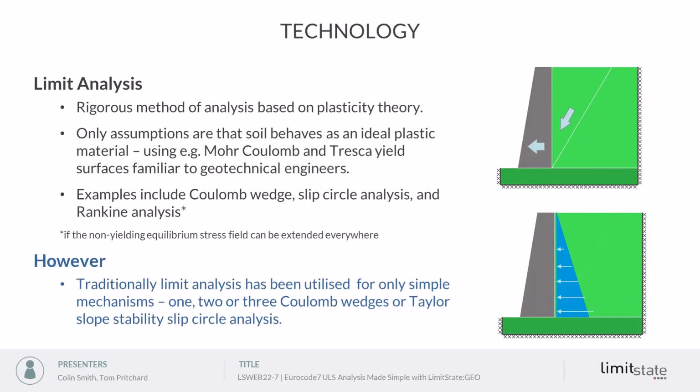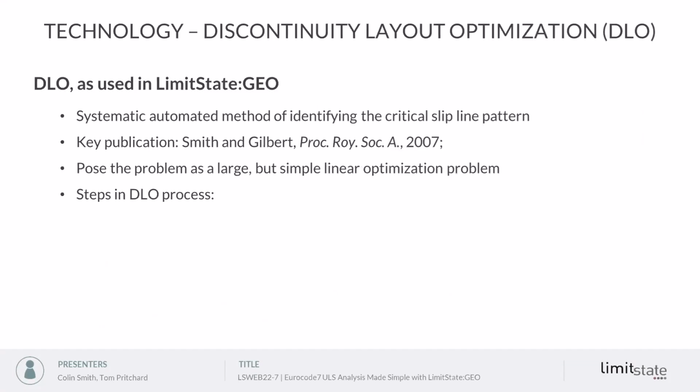However, traditionally, limit analysis has been utilized only for simple mechanisms, such as 1, 2, or 3 Coulomb wedges, or Taylor slope stability slip circle analysis. However, this has changed with the development of the numerical method discontinuity layout optimization, or DLO for short. This is a systematic automated method of identifying the critical slip line pattern, published back in 2007 in the Proceedings of the Royal Society and a number of subsequent publications since then.